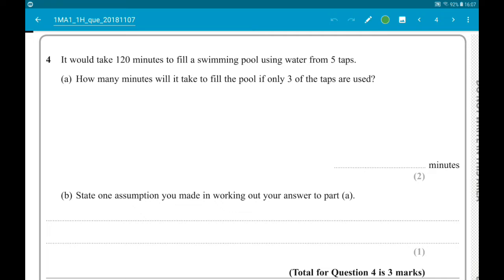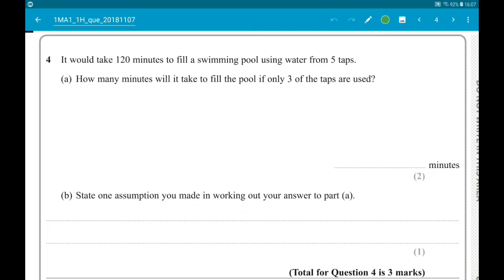It would take 120 minutes to fill a swimming pool using water from 5 taps. How many minutes would it take to fill the pool if only 3 of the taps are used? Okay, so this is inverse proportion. We need to assume, to be able to do this, that water flows out of each tap at the same rate.